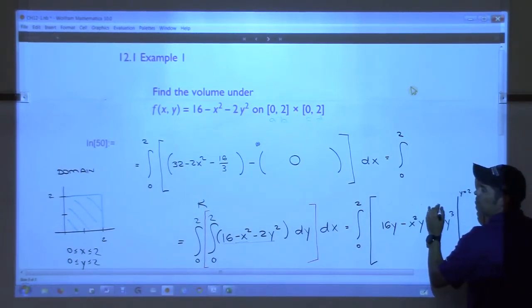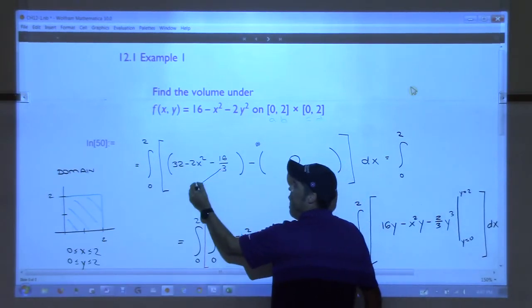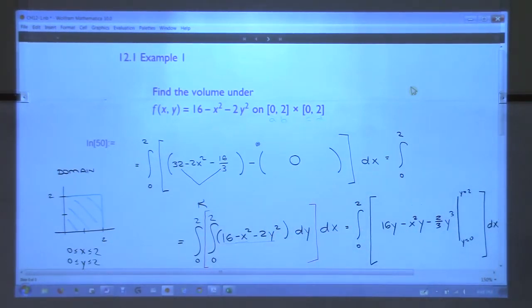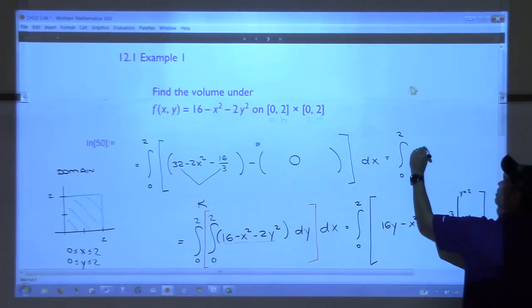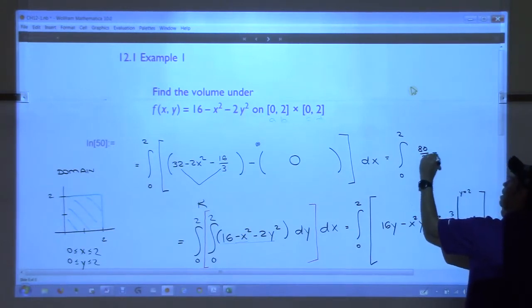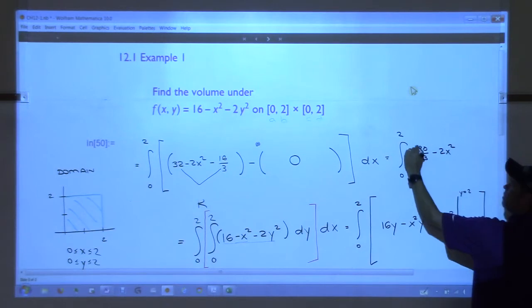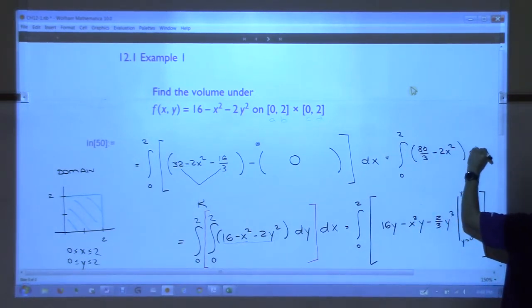And do y'all want to combine these? These are both constants. Do y'all want to combine those? We just multiply 32 by 3. So that'd be 96 over 3, and then subtract 16. So what is it, 80/3? Yeah, 80/3. So I'm going to be doing 80/3 minus 2x squared. That's what I get, right? After I get that first integral done, and then I'm going to integrate that with respect to x.